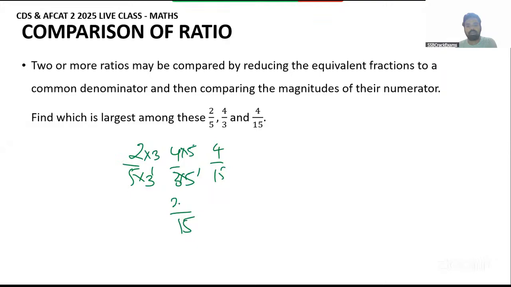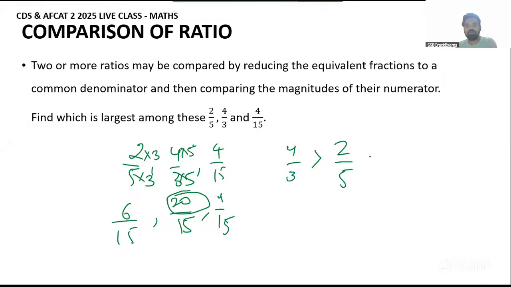So this will be 20 upon 15, this will be 6 upon 15, and this will be 4 upon 15. Now you can see the largest numerator is 20. So the ratio 4 upon 3 is greatest. Then 6 upon 15, which means 2 upon 5, is in second position. And then 4 upon 15 is the smallest. This is how we compare ratios. Okay.